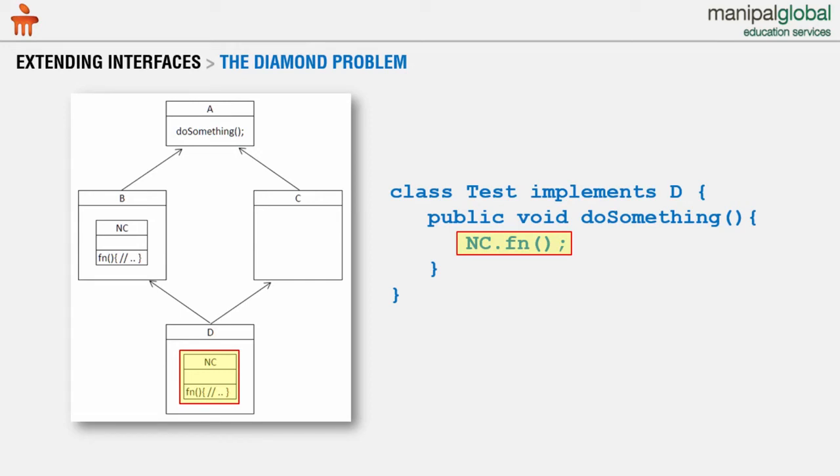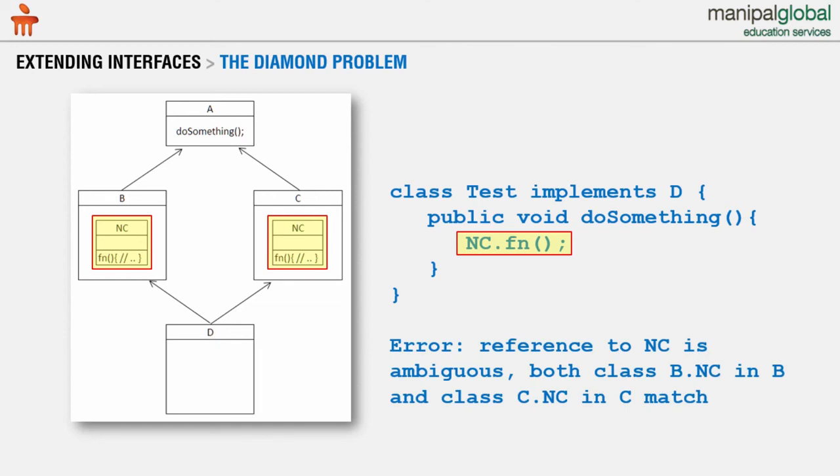However, imagine instead of in D, we put this one in the interface C. What happens now? Note that D being a subtype of B and C inherits both of them, and now there is a conflict because the names are the same: NC from B, NC from C. Now if you call this, which one to pick becomes confusing. You will get an error saying that the reference to NC is ambiguous. Both B.NC in B and C.NC in C are ambiguous. So this is a real problem that you get.